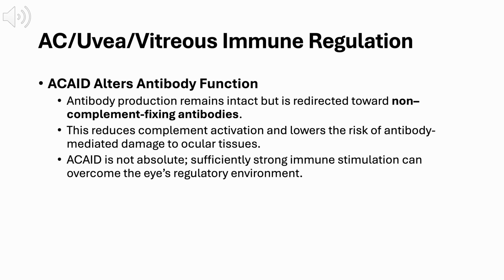One final and essential caveat, consistent with everything we've said about privilege in this chapter, ACAID is not absolute. A sufficiently strong immune stimulus can overwhelm the eye's regulatory environment and break through, which is part of why severe or aggressive intraocular infections and inflammation can still devastate the eye despite all these safeguards. That completes our tour of the anterior chamber, uvea, and vitreous. We now move to the final region, the posterior segment.